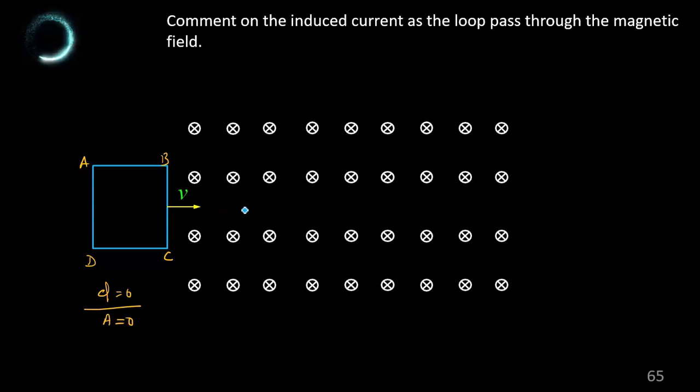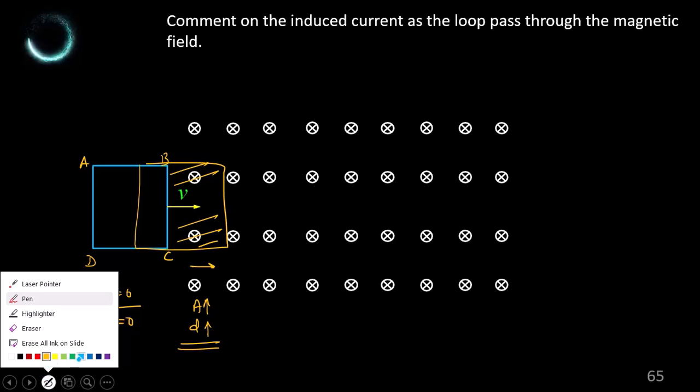As the loop enters, gradually the area will increase. Let us say some portion of the loop has entered. So I have to take this much area. Gradually, once the loop is going to enter, the area is going to increase. That means the flux is going to increase.